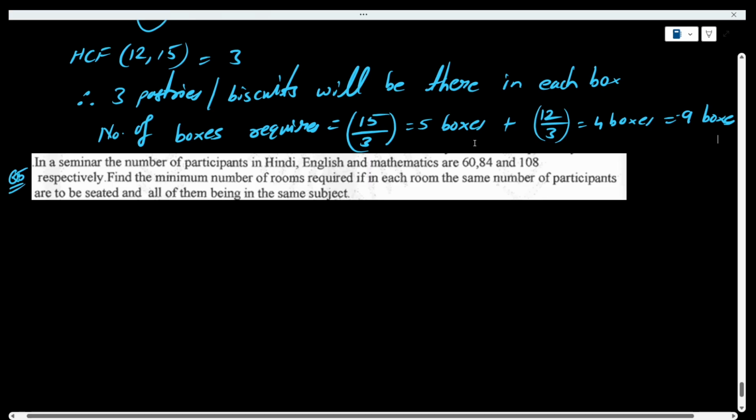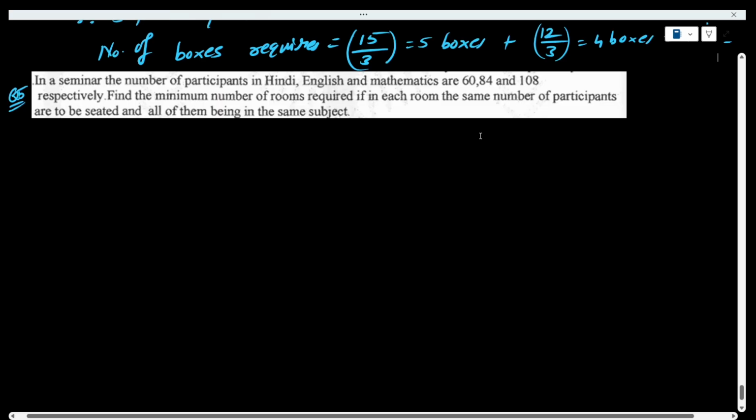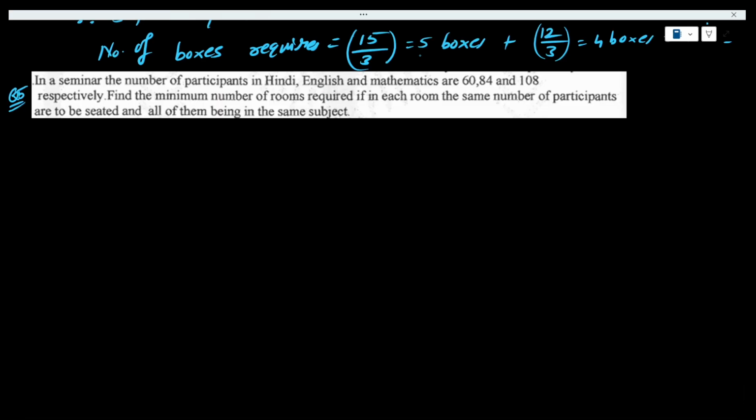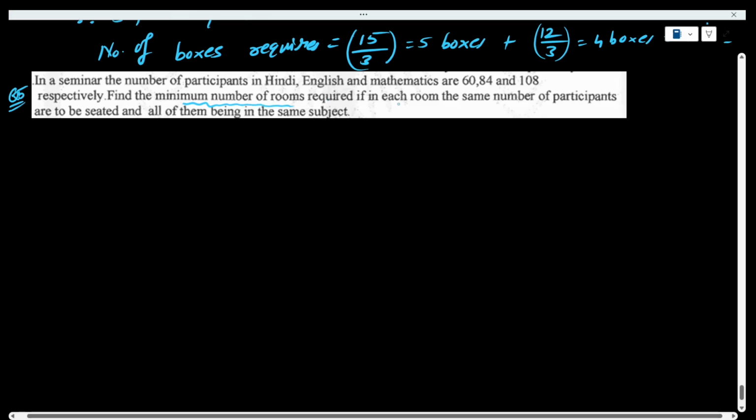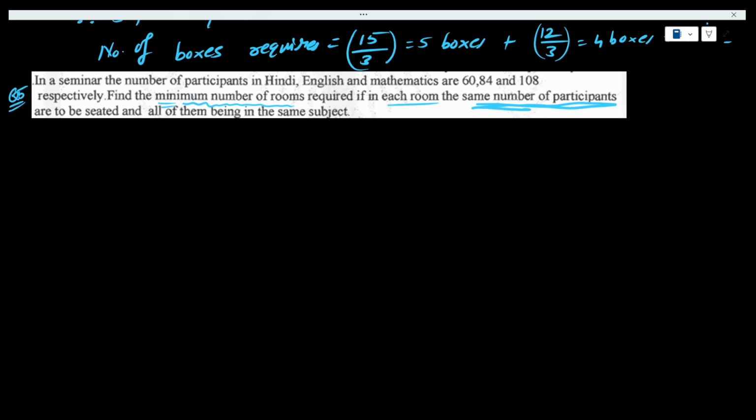Now let us go for the next question. What is written here? In a seminar, the number of participants in Hindi, English and mathematics are 60, 84 and 108 respectively. Find the minimum number of rooms required if each room has the same number of participants. Please do not just see minimum number of rooms and then take the least common multiple. That's not correct. Whenever you have to divide these students into rooms equally, and all of them being in the same subject, right?